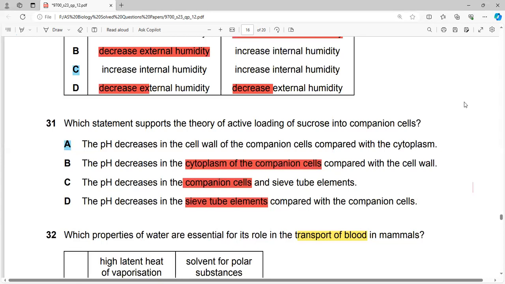What about the pH decreasing in the cytoplasm? The pH is not decreasing in the cytoplasm of the companion cell, because the hydrogen ion concentration is not increasing there. It's decreasing in the cell wall. And for a pH decrease in a sieve tube element, the hydrogen ions are not going into the sieve tube element, so that's our wrong option. So A is our correct option, with the given diagram as I explained. I'm going to proceed to the next question.